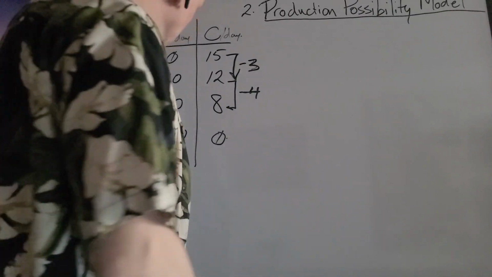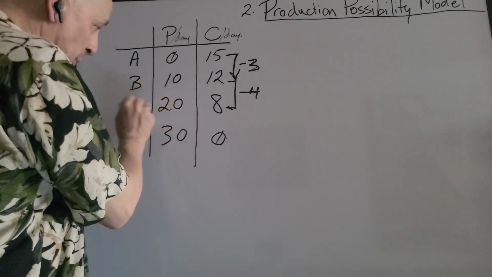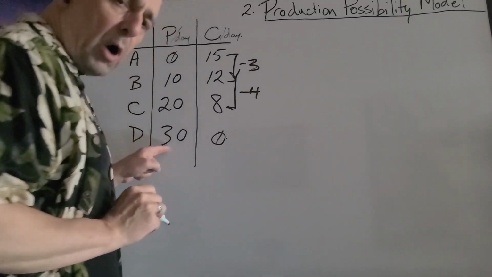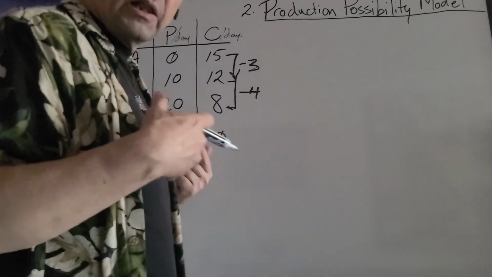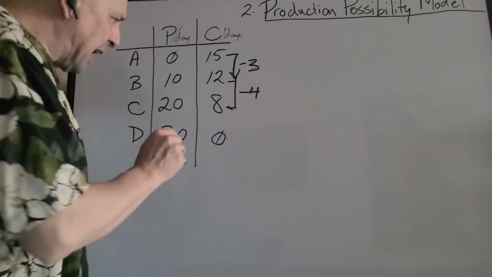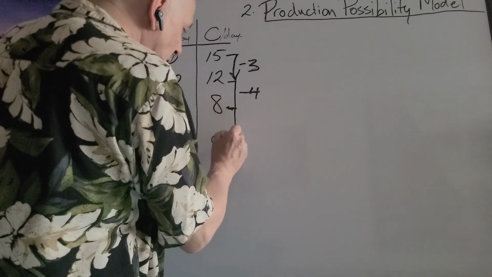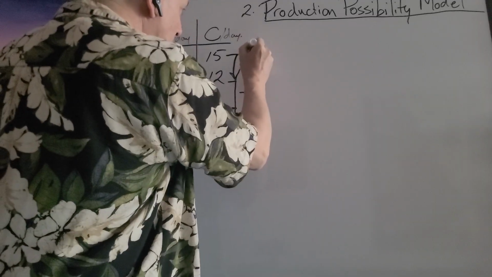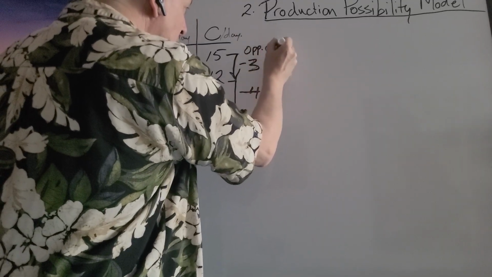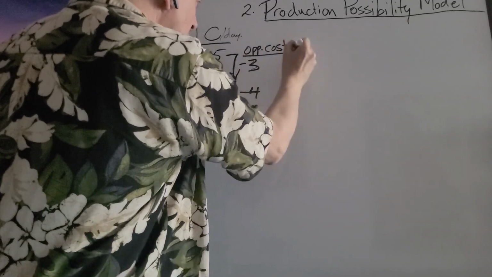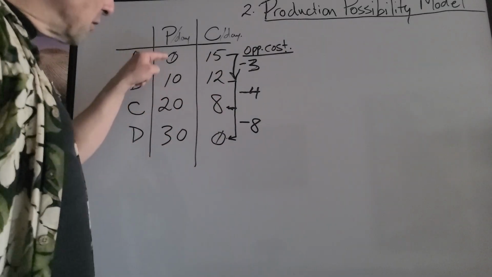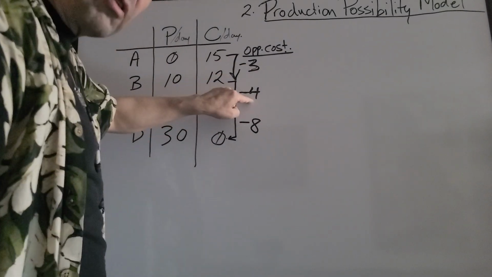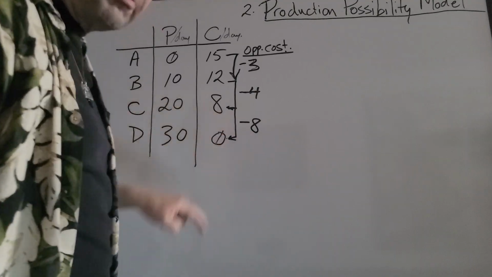Watch another thing that happens. If I want to move from point C to point D, I want to go out and get 30 pineapples. I love pineapples so much that I don't even care. I'm going to have to give up all 8 of those. So my opportunity cost of the first 10 is going to be 3. Of the second 10 is going to be 4. Of the third 10 is going to be 8.